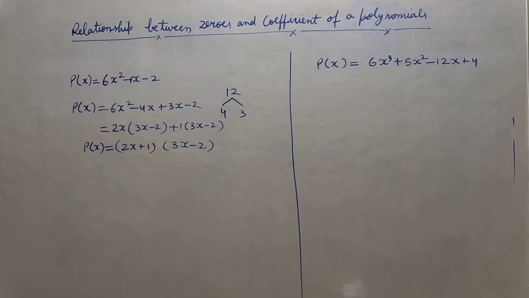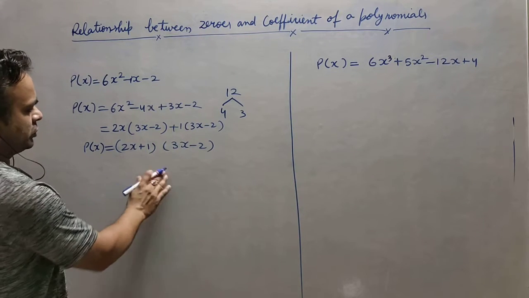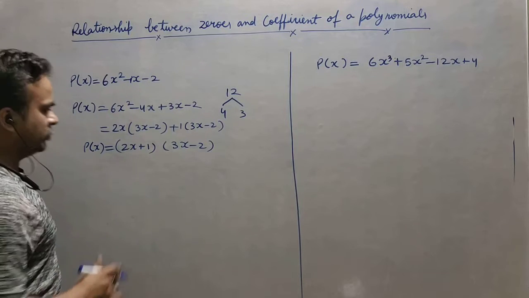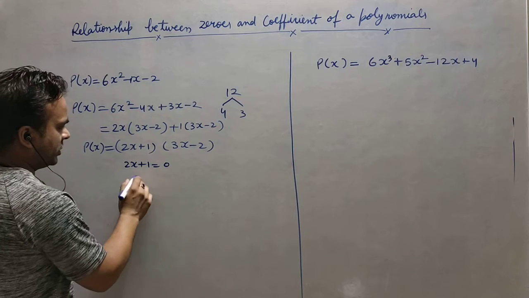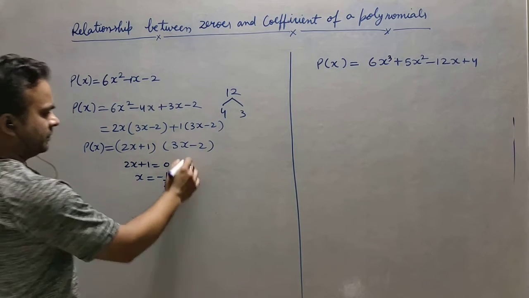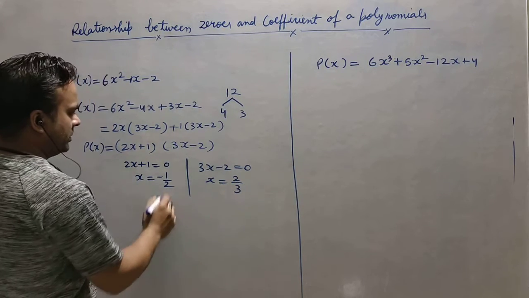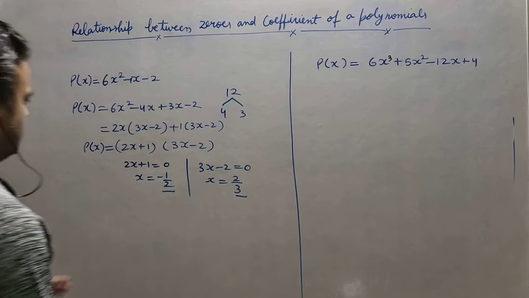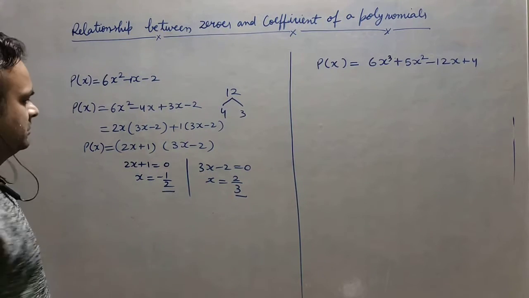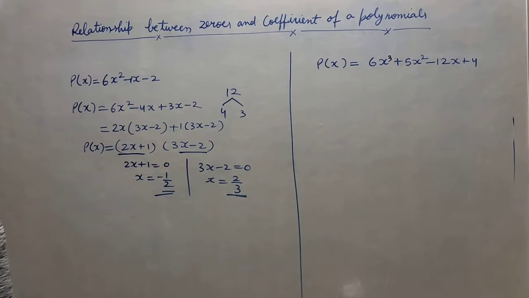Now, in ninth class, we also found the zeros of this polynomial. How can we find the zeros? If you want to find the zeros, we make 2x plus 1 equal to 0, so x will be this, and in the same way we can find the second zero also. So this is the first zero and this is the second zero of this polynomial, right? This is what we did till ninth class, nothing new. These are called factors, and these are called zeros, or solutions, roots.